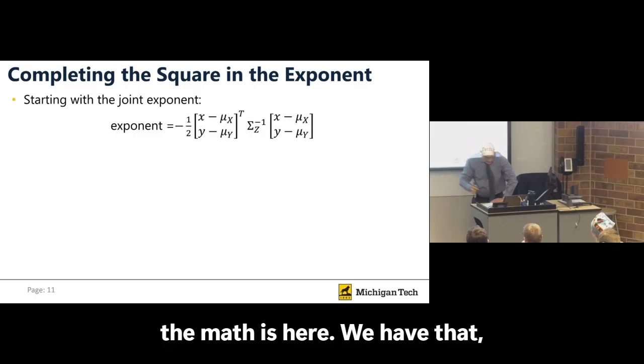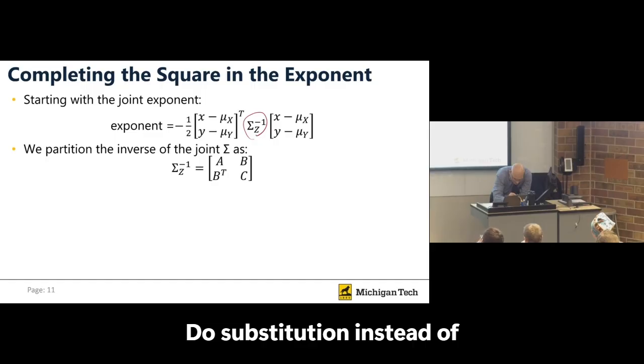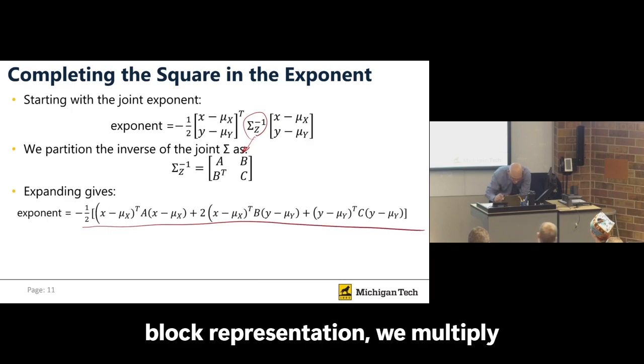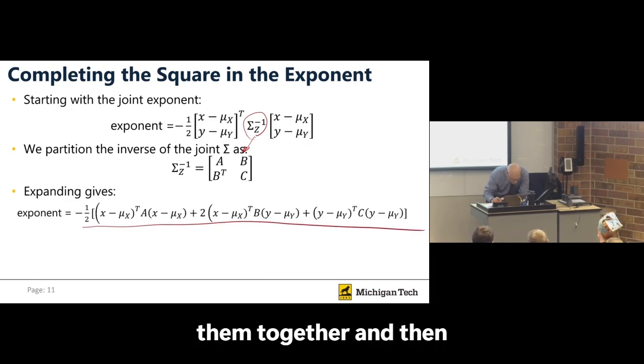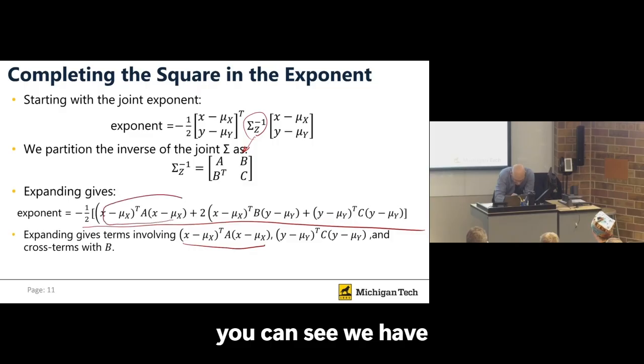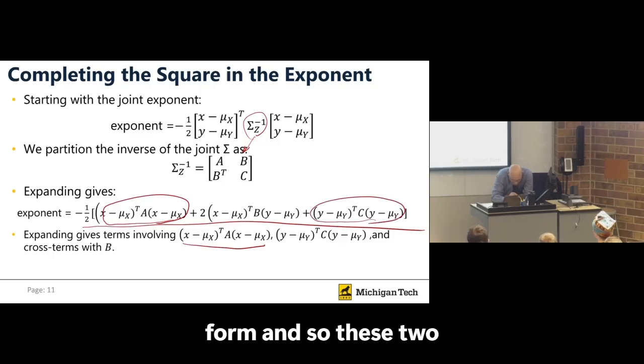We have that. We just need to do substitution. Instead of this, we put this block representation. We multiply them together, and then we do some calculus or linear algebra. And so as you can see, we have one here that is the form of quadratic form. We have another one here, quadratic form. And so these two are going to help us.